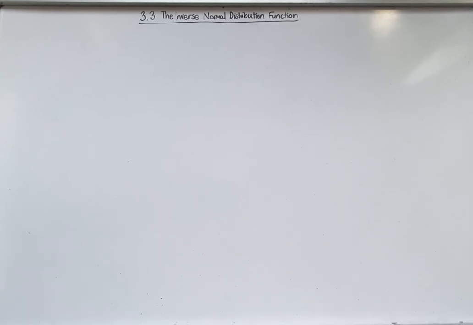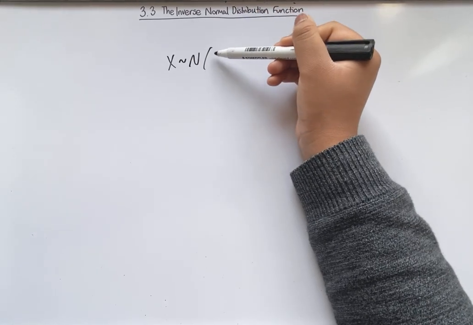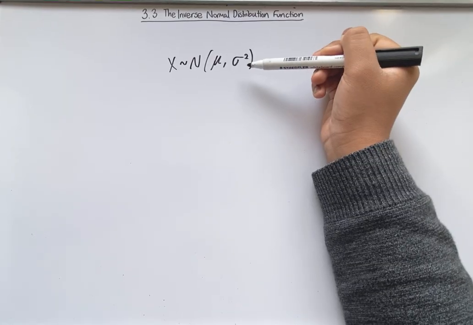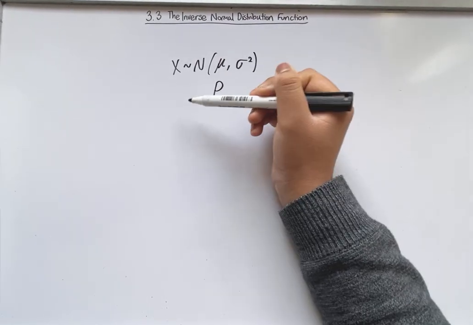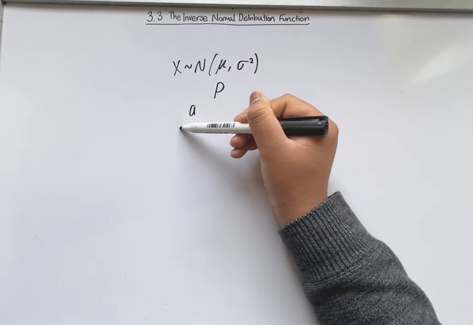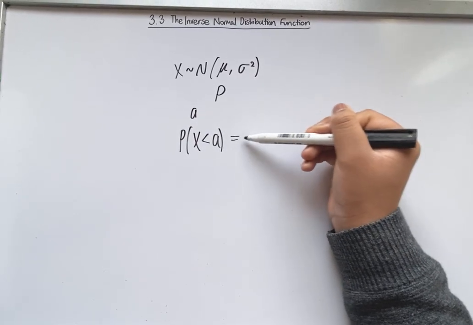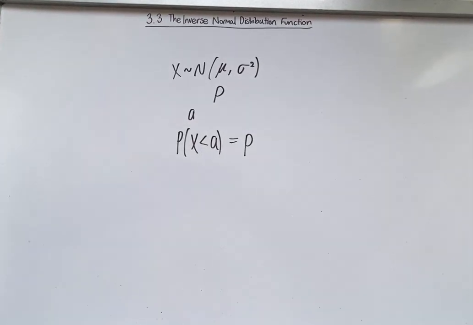Lesson 3. The inverse normal distribution function. If X follows the normal distribution with a mean mu and a variance of sigma squared, or a standard deviation of sigma, and for a given probability p, you can find the value of a such that the probability that X is less than a is equal to p on your calculator using the inverse normal distribution function.